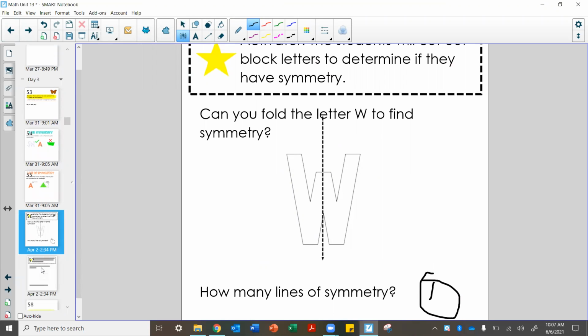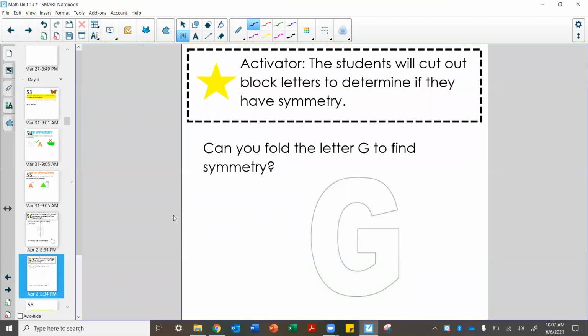All right, let's think about the letter G. Can you fold the letter G to find symmetry? I'll let you guys think about it and try it, and then I'll reveal the answer.